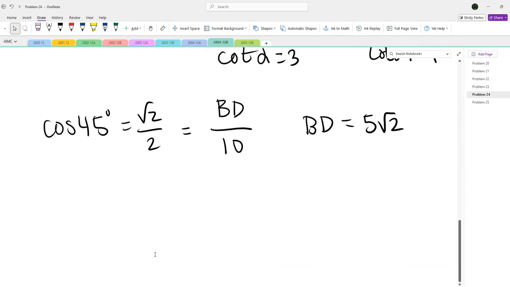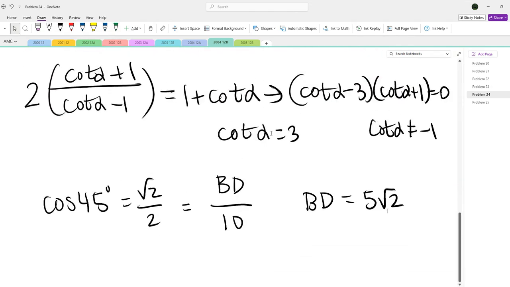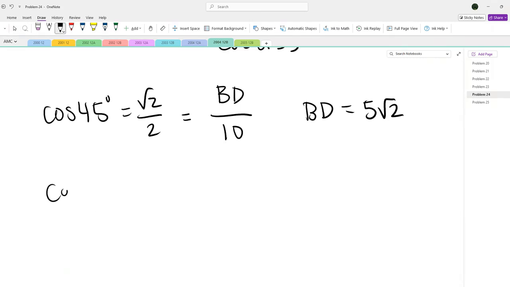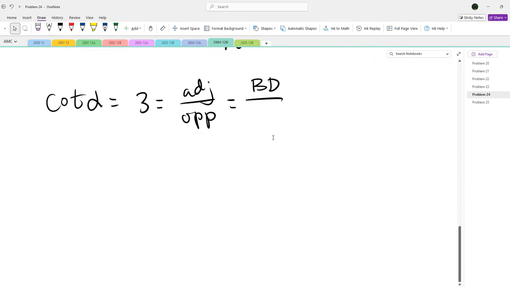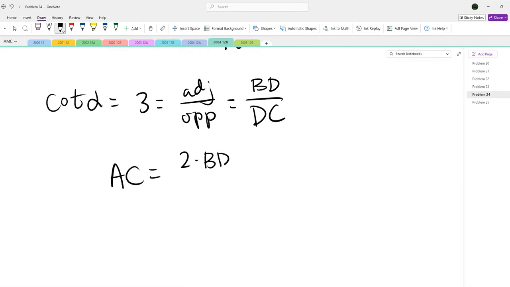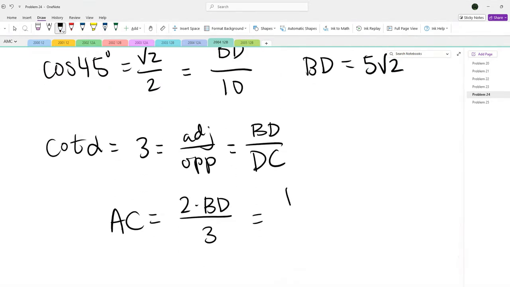Okay, now we can use the fact that cotangent of alpha equals 3, and it's also equal to adjacent over opposite, which is equal to BD over DC, which allows us to find AC. So AC is equal to 2 times BD over 3, which is equal to 10 root 2 over 3.